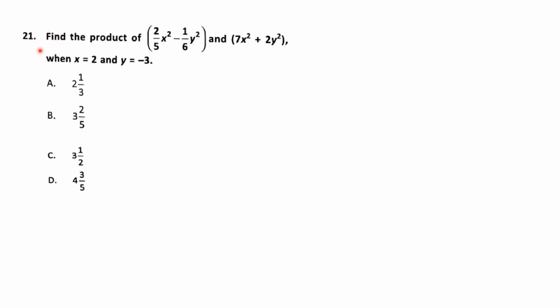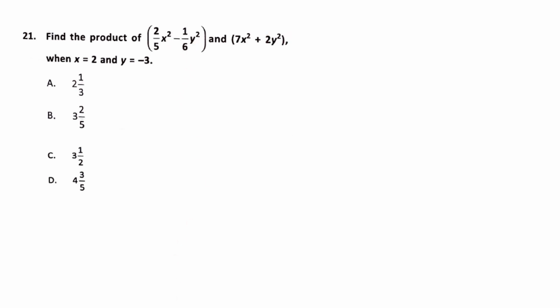Now question number 21 says: find the product of 2 by 5 x square minus 1 by 6 y square and 7x square plus 2y square, when x is equal to 2 and y equal to minus 3. So here I will substitute the value of x equal to 2 and y equal to minus 3 in the first expression, and then in the second one, and then I am going to find the product of it. Whatever value I get in both the cases, I will multiply it.